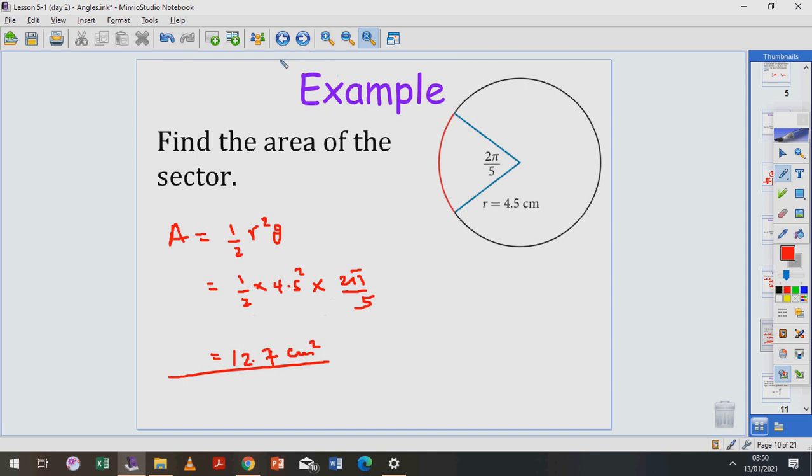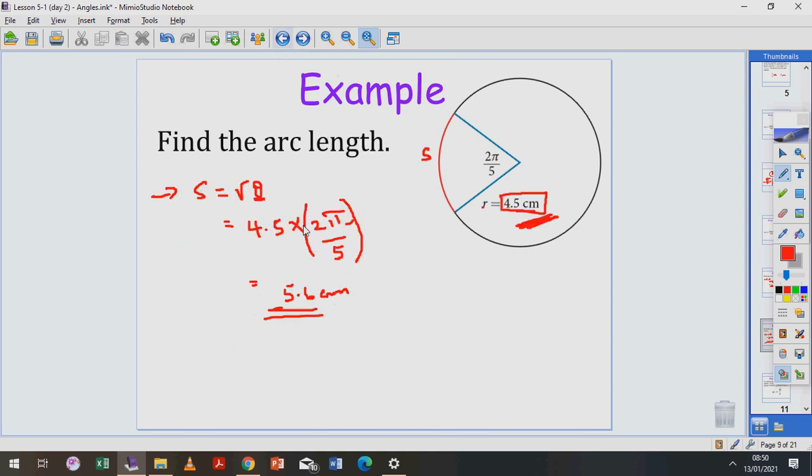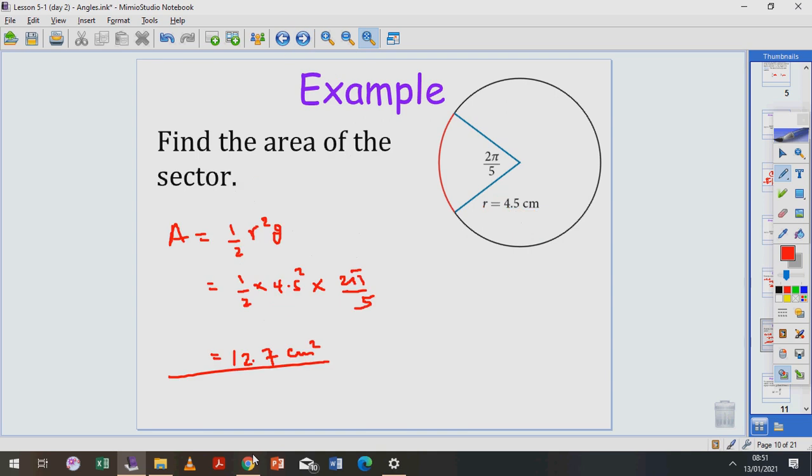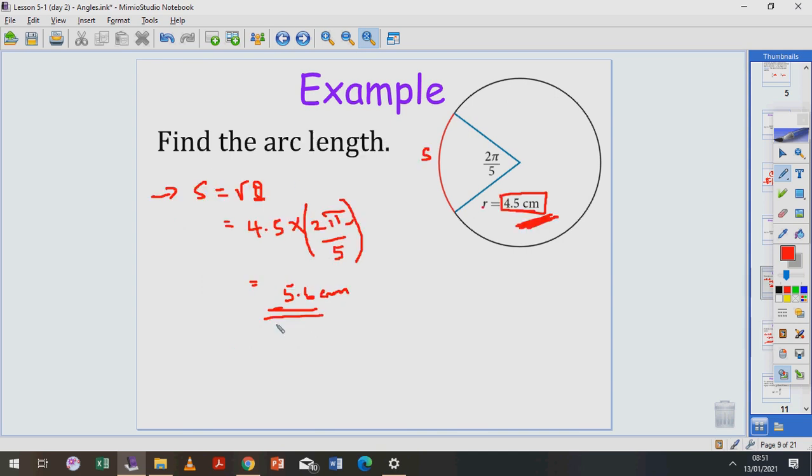Wait, so the arc length was 5.6 centimeters? Yeah, the arc length was 5.6 centimeters. She just gave it a pi, these guys multiplied it out. But if you didn't want to multiply out the pi, I think the answer was 9 pi out of 5, which is like 1.8 pi. So if you want to leave the pi, that's fine.